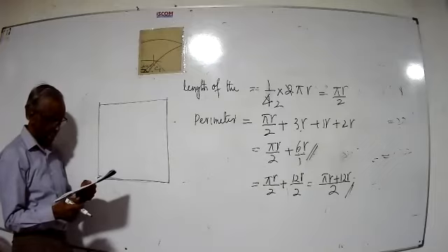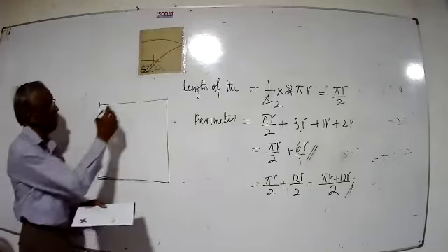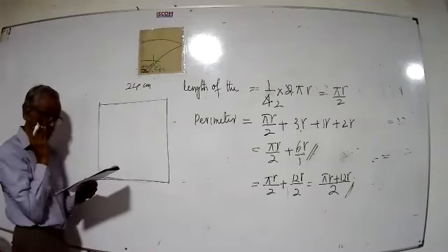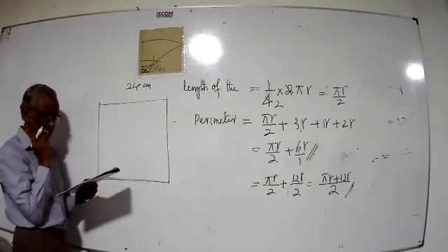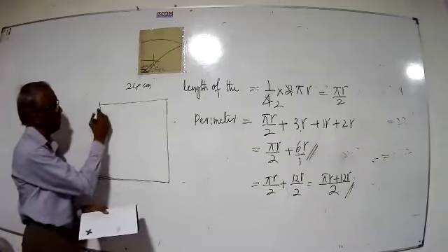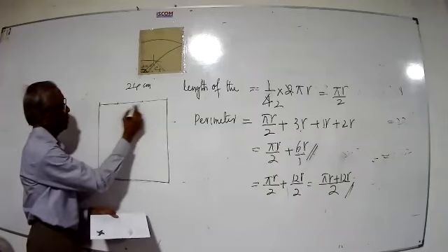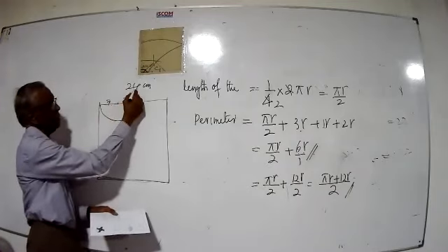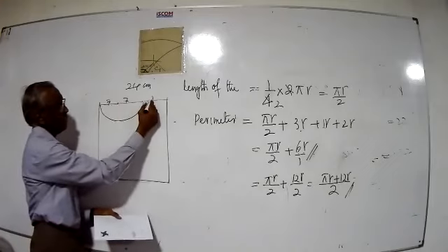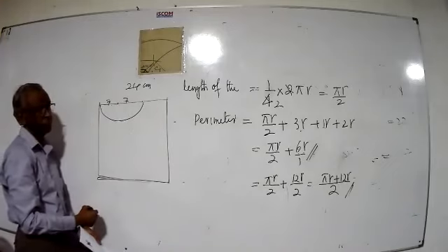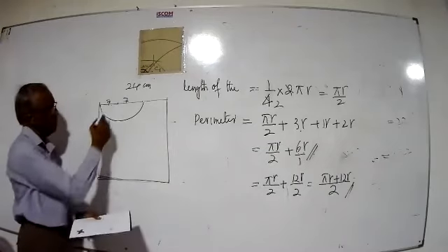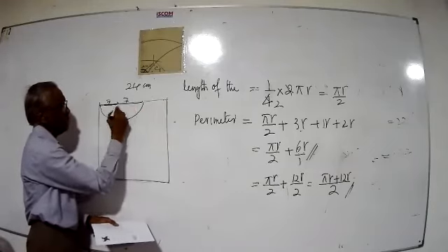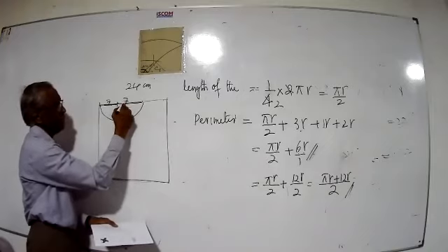Draw. The length of a side of a square is 24. The radius of a semicircle is 7 cm. Radius of a semicircle 7. From here to here, 24. The radius of a semicircle is 7. Therefore, diameter is 14. So, this is here 14 and from here 10.